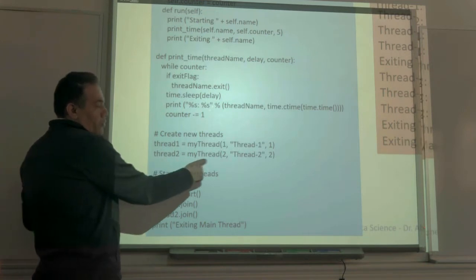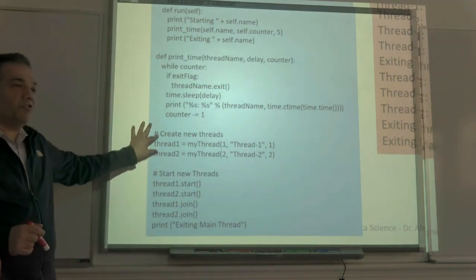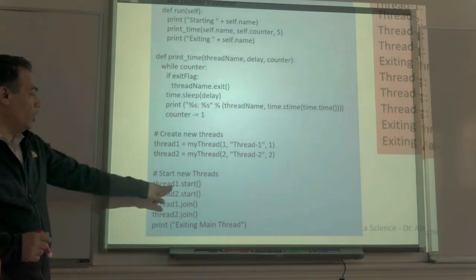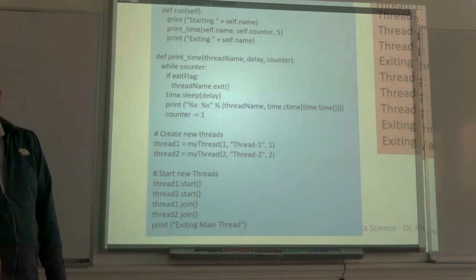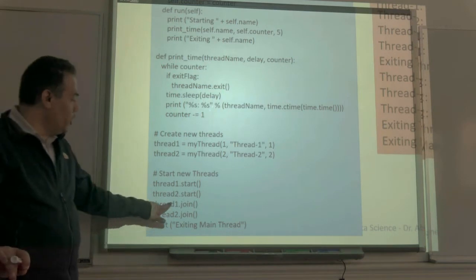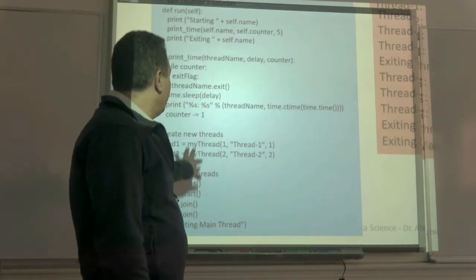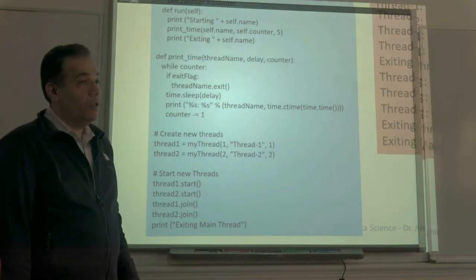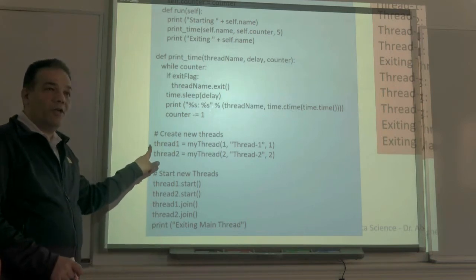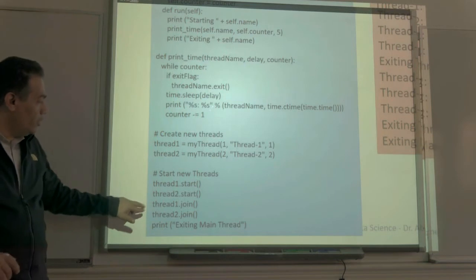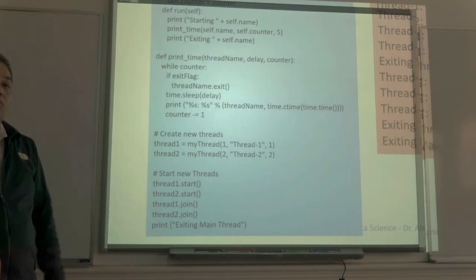Now I created the objects of the threads. How can I call them? Start. Thread one dot start will start, thread two dot start will start. Now I'm using join. What is join for? To wait. How many threads do I have in this program now? Three. The first one is the main program, then thread one and thread two. So what I'm saying here is: don't go on in the main program until thread one and thread two finish, until they join the main program.